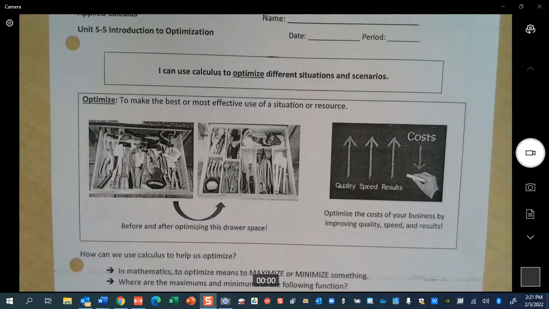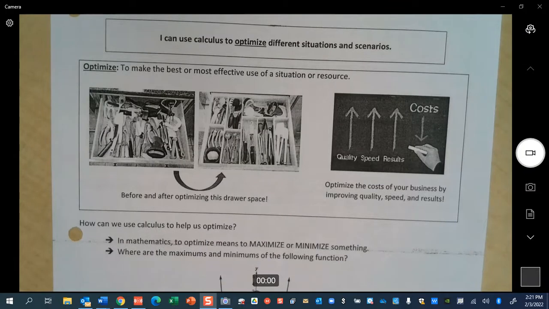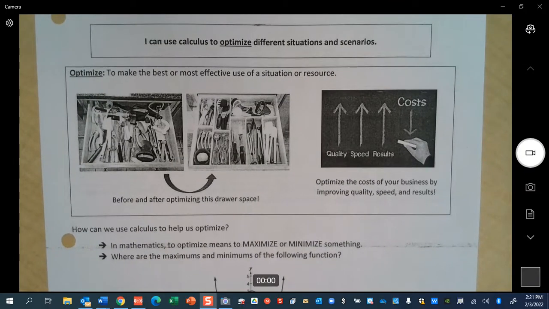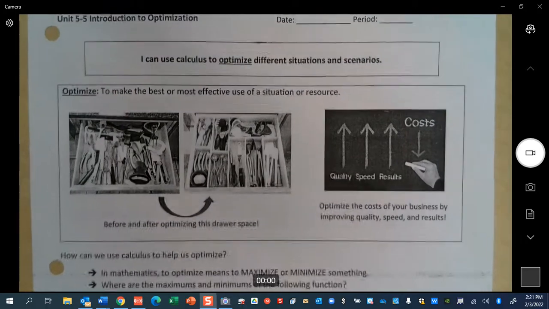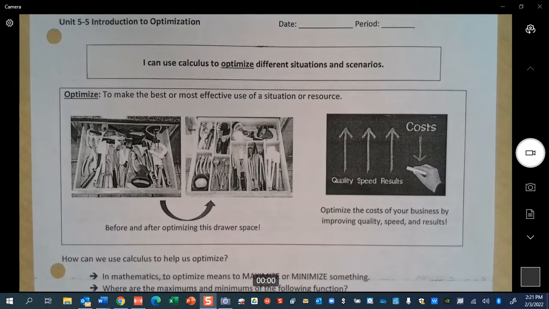So we're going to talk about optimization. Optimization is really basically why we have mathematics. Mathematicians care a lot about doing things as fast as we can. We want to optimize our efforts. We want to make sure that we're getting the most out of whatever we can.